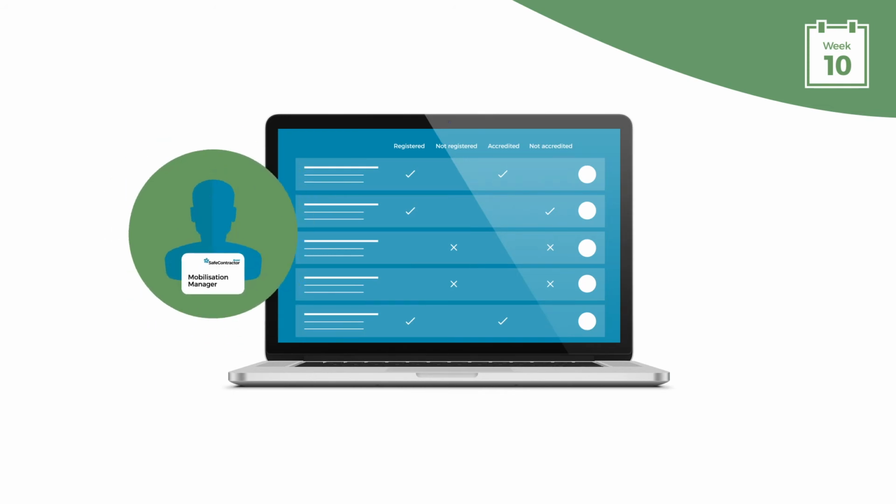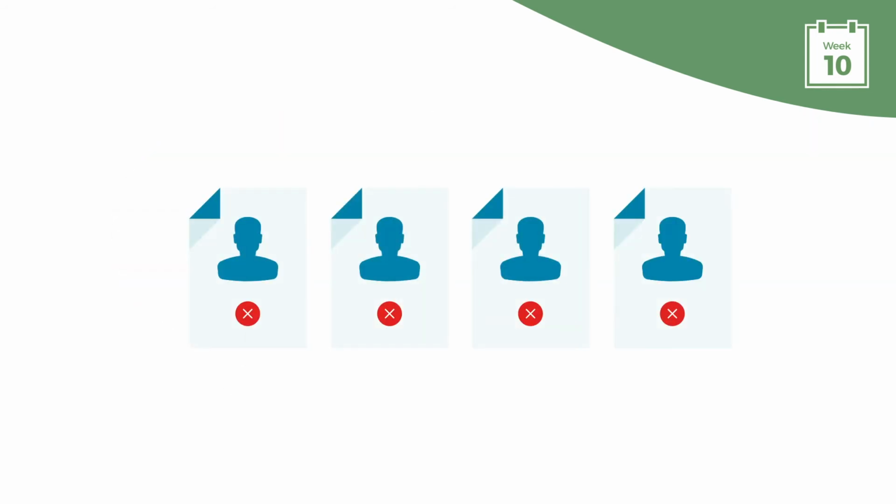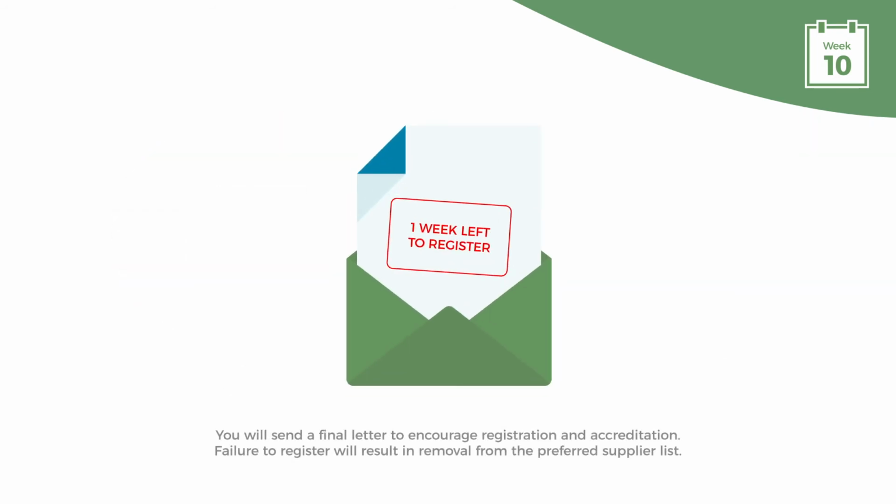Phase 3. Together with your Mobilisation Manager, there's a final review of registrations and accreditation. We will send you a list of all suppliers and contractors who have not registered. You will then need to send them a final letter to ask them to register. This letter will extend the registration deadline by 1 more week, or they are removed from the preferred supplier list.